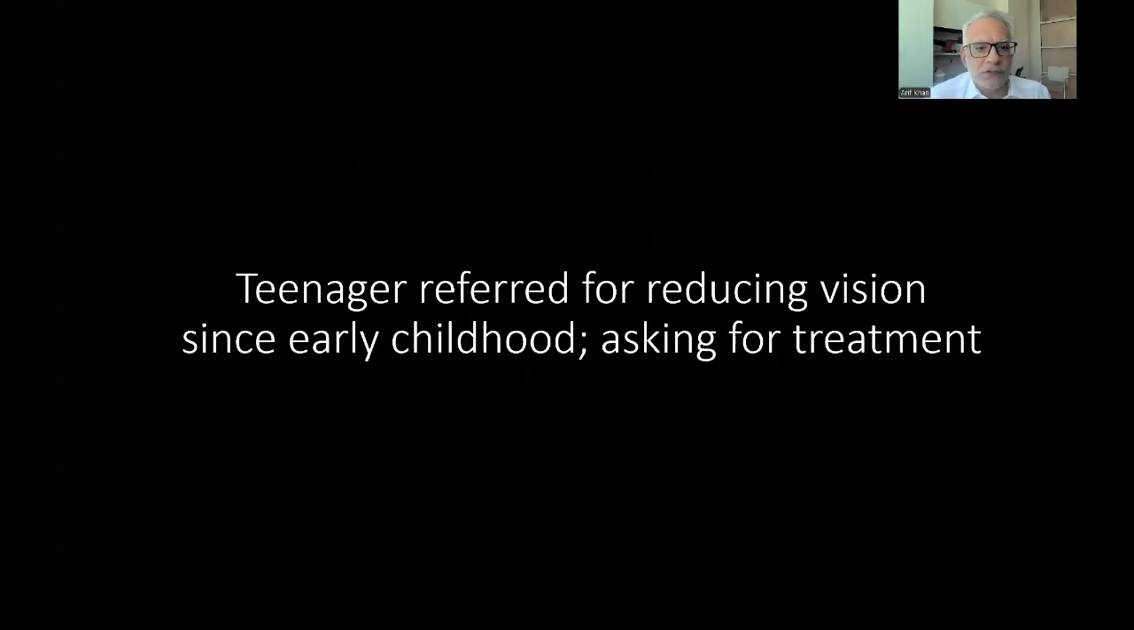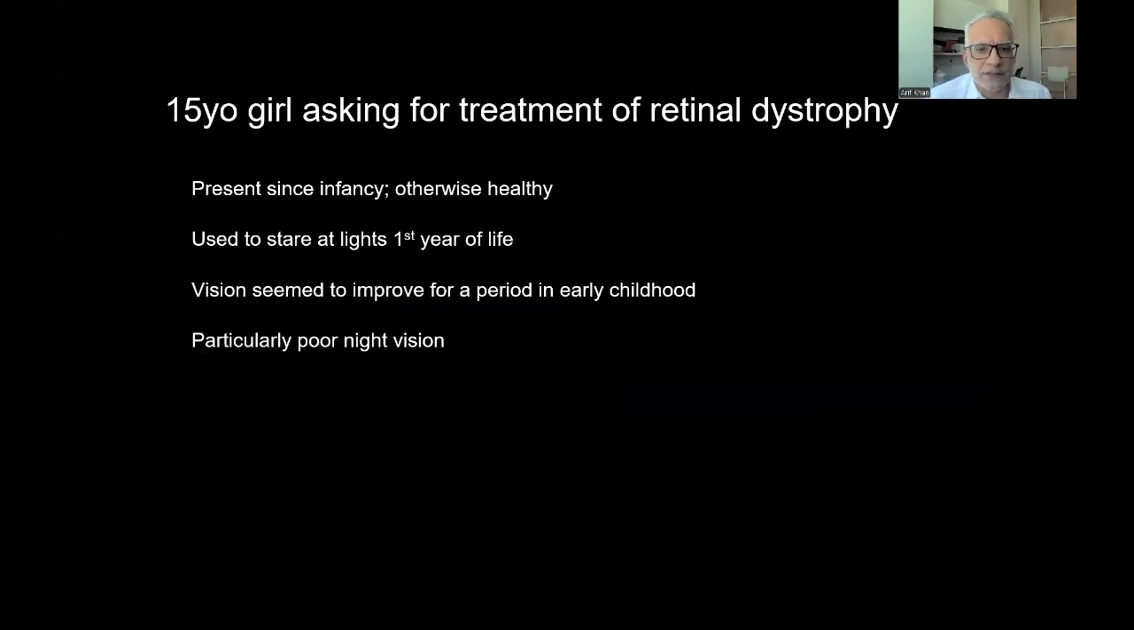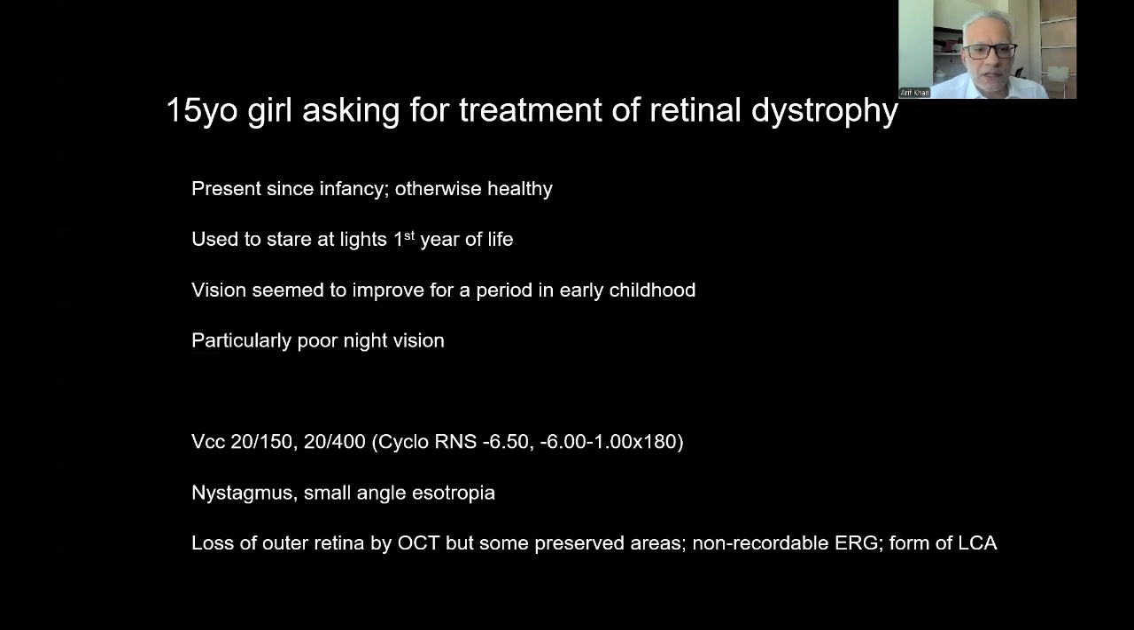Here's a teenager referred for reduced vision since early childhood. He actually came in asking for treatment. The child definitely has a retinal dystrophy, has myopia, but has complaints that go with a certain condition. It's not specific for the condition, but it's suggestive of it. Present since infancy, used to stare at lights the first year of life, and then stopped. Vision seemed to improve in early childhood, particularly poor night vision. This leads to suspicion of this particular type of retinal dystrophy, although it's not specific.